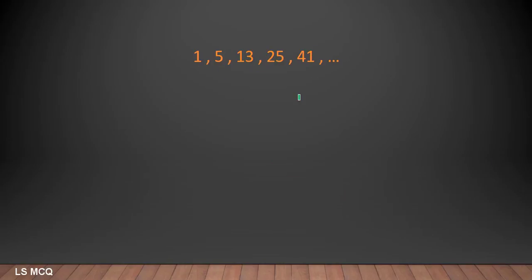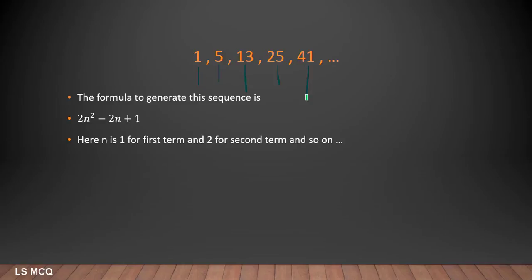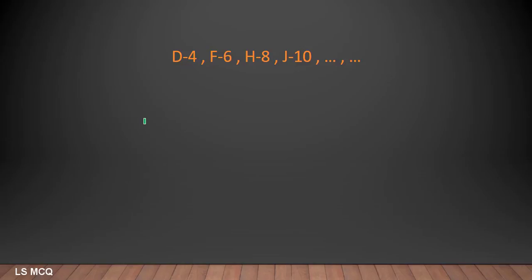Okay, 1, 5, 13, 25 and 41. Let's move on. We have some definite formula to generate this sequence, and it's 2n square minus 2n plus 1. Okay, let's move on to next question.